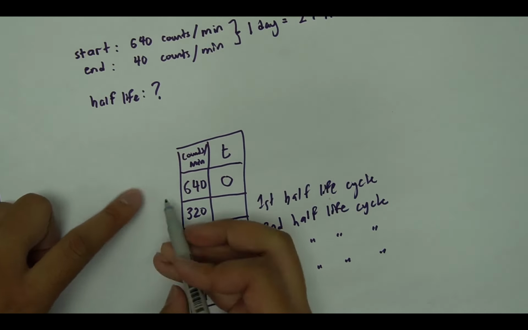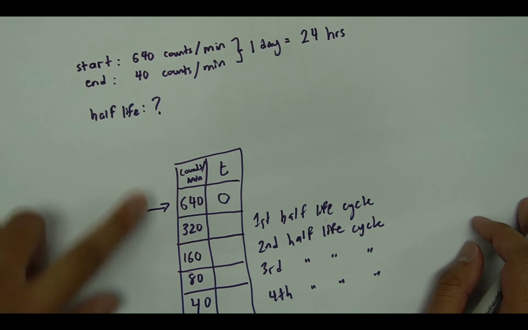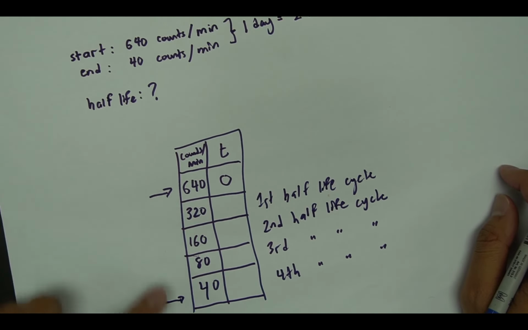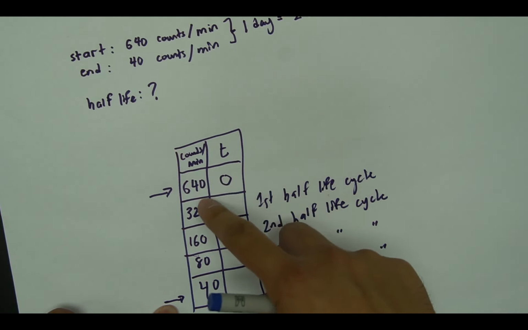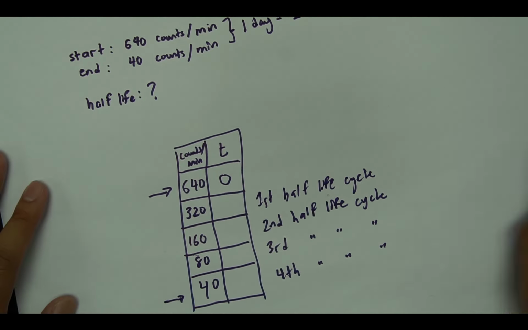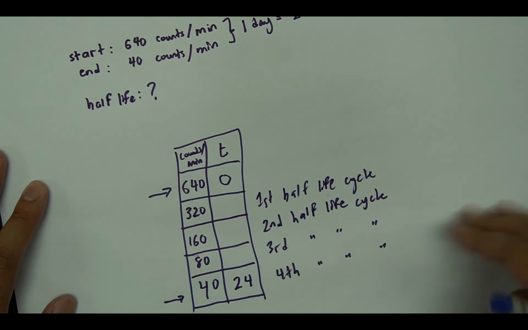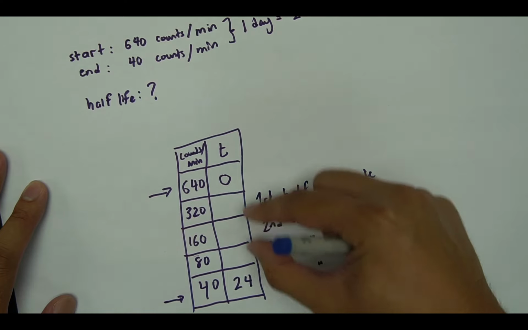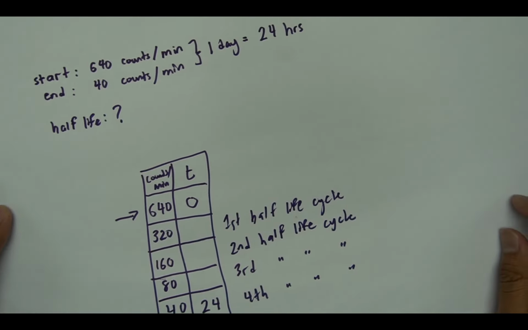So we want to start from 640 according to the question, and then we should end up with 40. Okay, so to get from 640 to 40, it takes 4 half-life cycles. In other words, it halves 4 times. So 1, 2, 3, 4. Okay, it halves 4 times. And all of this takes 24 hours. So here, the time should be 24 hours. So what we need to do is figure out the interval between these half-life cycles. What is the interval? Okay, so how do we find the interval?